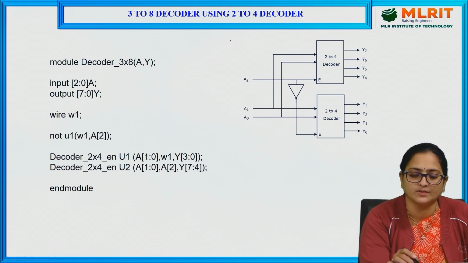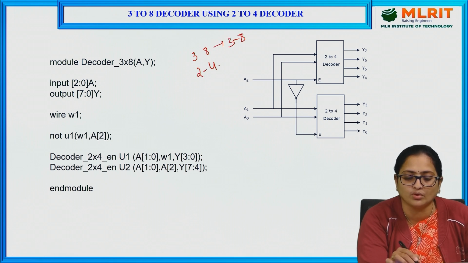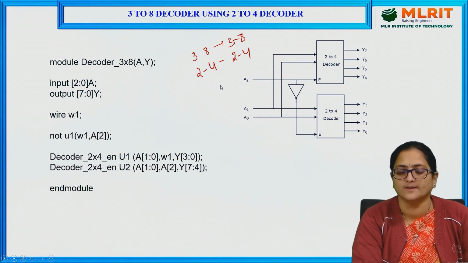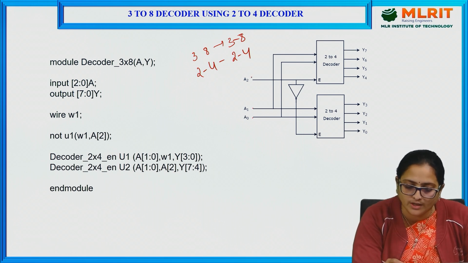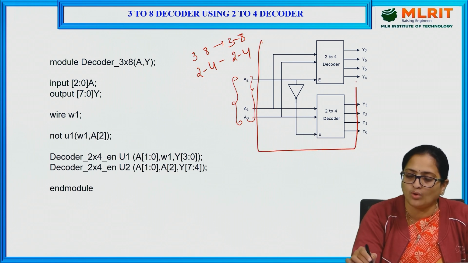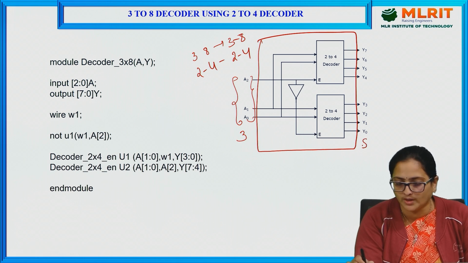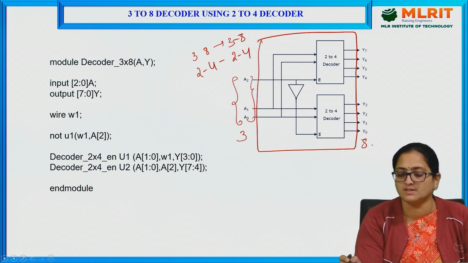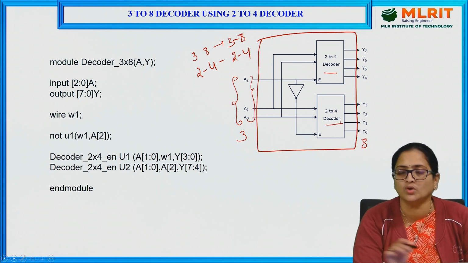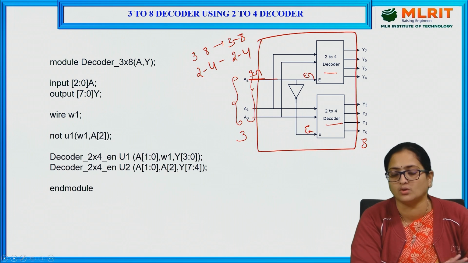See, the difference between 2 to 4 and 3 to 8 is 3 inputs and 8 outputs for the 3 to 8 decoder, and 2 inputs and 4 outputs for the 2 to 4 decoder. Here, A0, A1, A2 are the 3 inputs for this module, and Y0 to Y7 are the outputs for this module. So this is the 3 to 8 decoder, but it has been implemented with the 2 to 4 decoder. The third input is considered as the enable pin for the 2 to 4 decoders here.